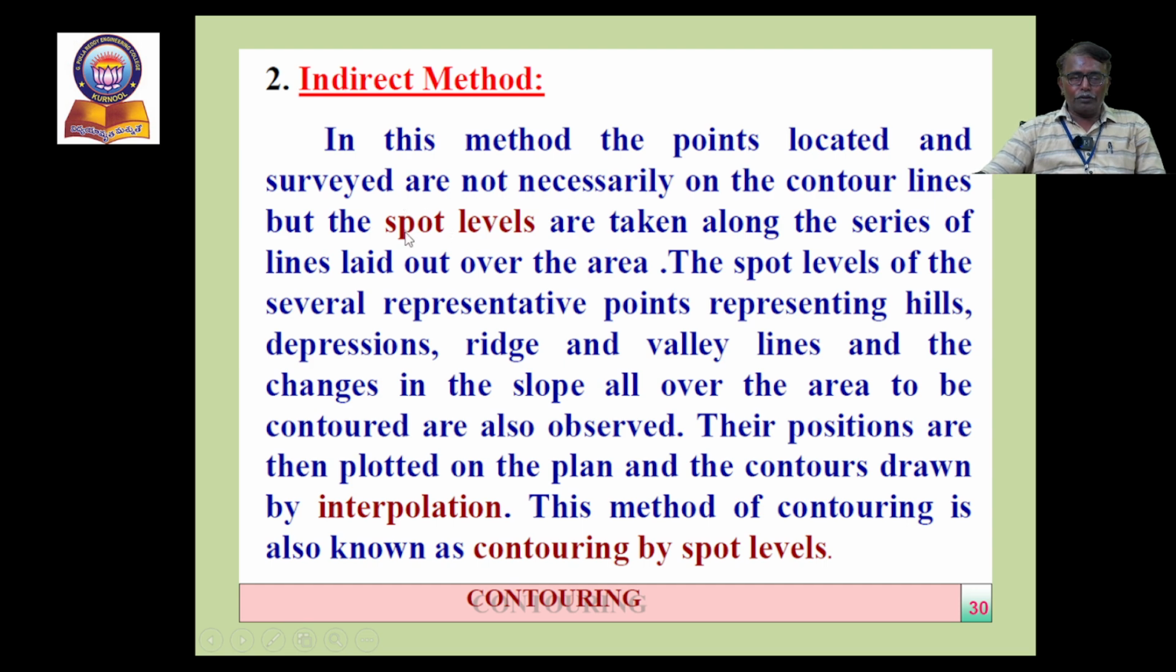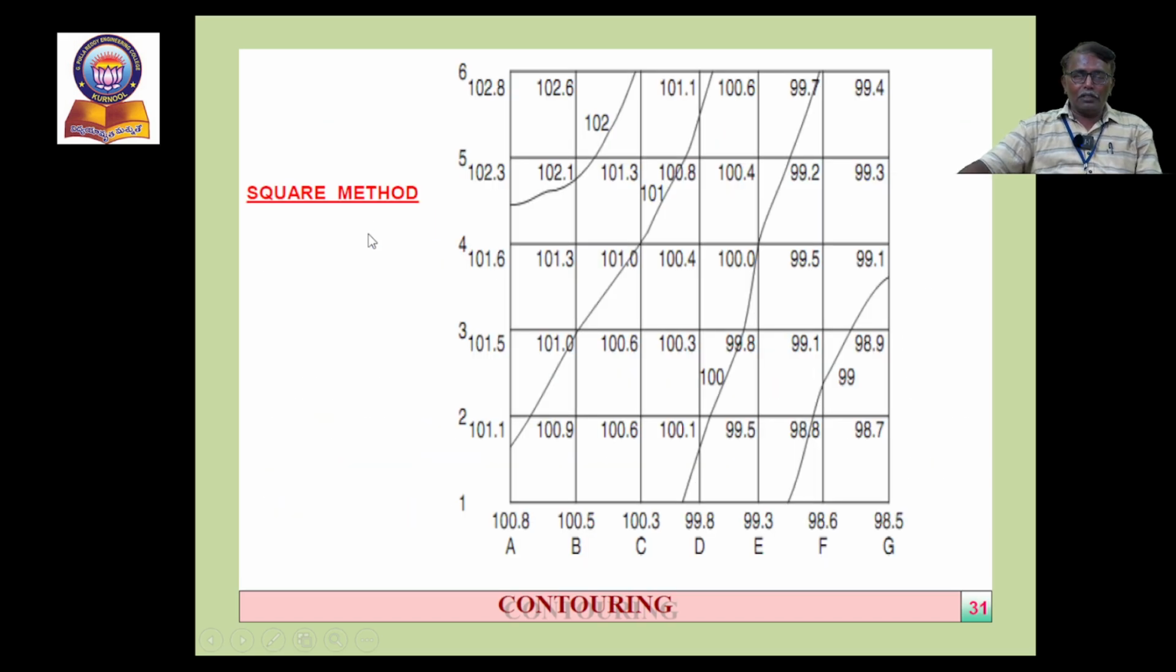So in this one, what we have to take? We have to take spot levels at a regular interval, and a contour map can be prepared by locating the points of equal elevation by interpolation. This method of contouring is also known as contouring by spot levels. So it can also be called contouring by spot levels. Example map is shown right here.